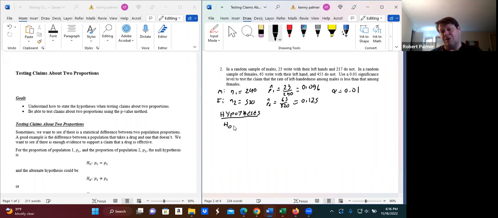Okay, so once again, our H0 null hypothesis is that the population proportions are equal. And the alternate hypothesis, HA or H1, this time is the claim. Let's go back to the claim: the rate of left-handedness among males is less than among females. So we just call P1, it doesn't matter, males. And so that's going to be P1, the proportion for males, is less than that for females. Now, if you had called females P1 and males P2, then you'd just say that P1 is greater than P2. That would be an identical test.